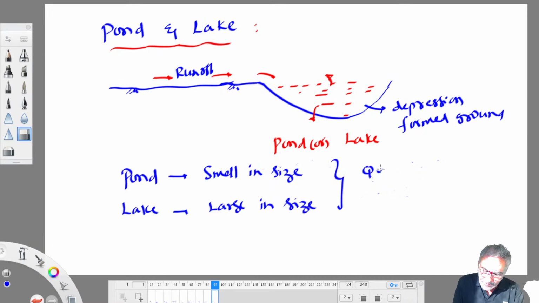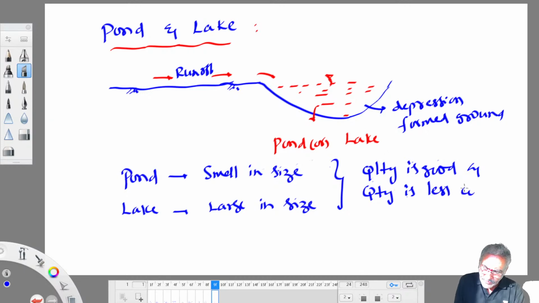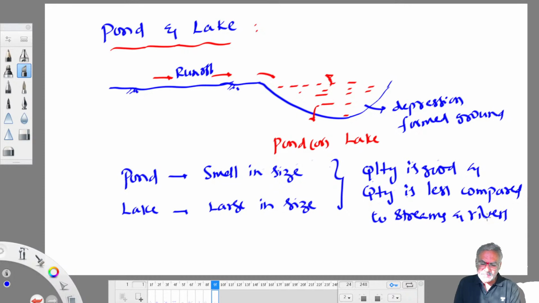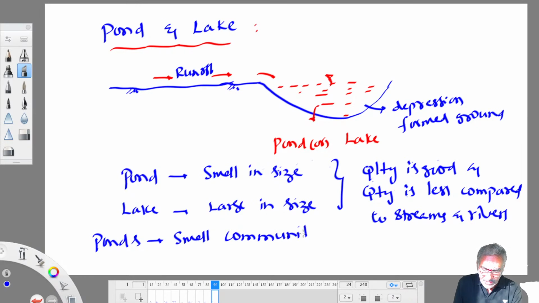I'll write: quality is good, and quantity is poor, less compared to streams and rivers. Compared to streams and rivers, the quality of pond water and lake water is good, but the quantity is less. Therefore, ponds can be used for small communities. Small communities can think of ponds. Lakes can be used even for large communities.